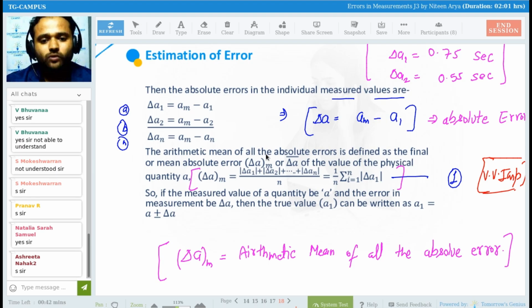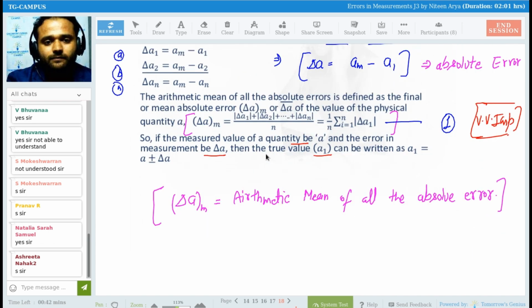So if the measured value of a quantity is A and the error in measurement is del A, then the true value of A can be written as A plus del A. That is the main thing.